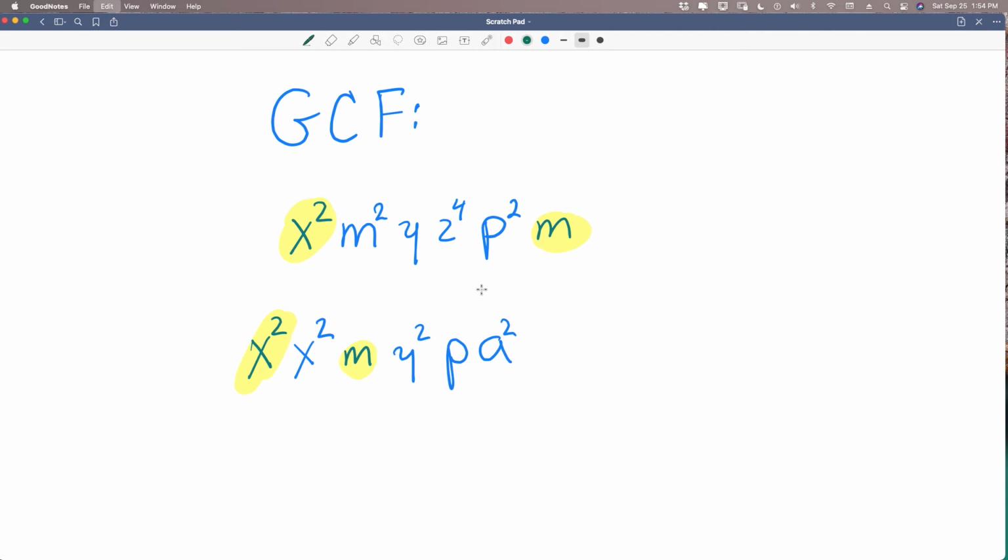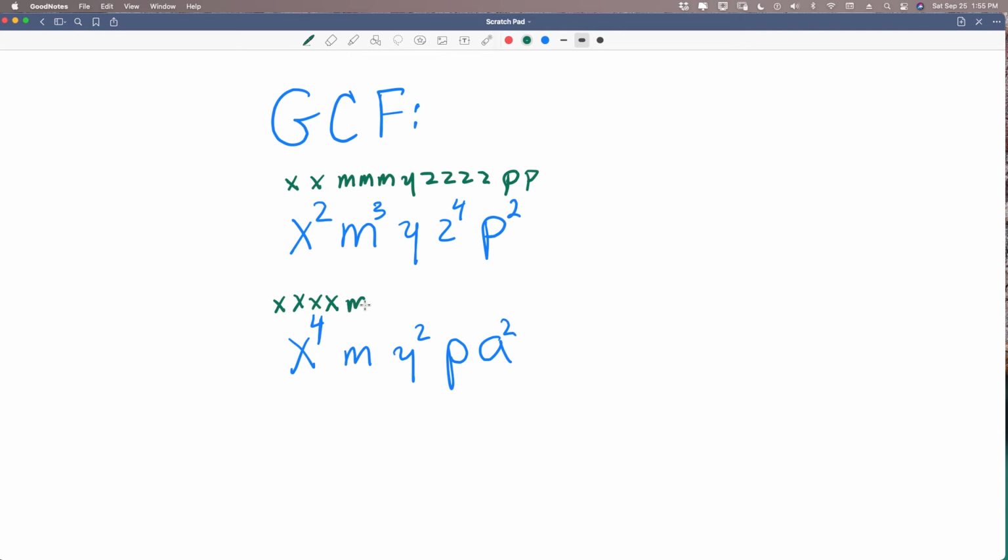Go back to our original terms so you can see what I was doing. All right, this is our original terms. If we take these and we just write above it x times x, m, we have 1 y, we have 4 z's, and 2 p's. Okay, and then we write above this one the same thing. We have 4 x's. Whatever's in here, that's what we write. We have 4 x's, 1 m, 2 y's, 1 p, and 2 a's, right?